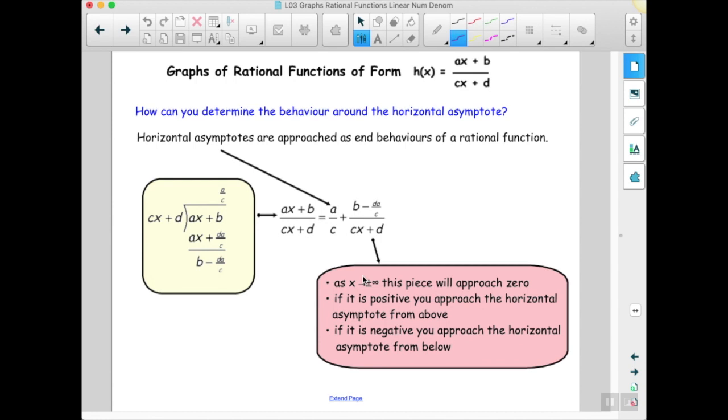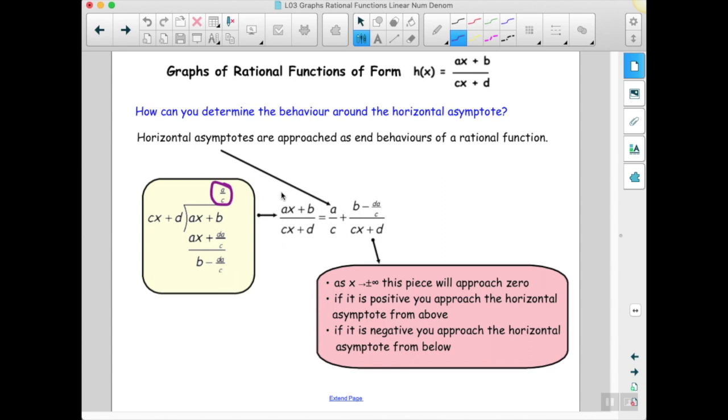And then we're just going to review how you could determine the behavior around the horizontal asymptote. This might be difficult to follow because we're not doing this in person, but what I've done here is a long division. We practiced that in class before we left. I'm going to divide cx plus d into ax plus b, and I need to multiply c by a over c. So c times a over c would just be a. That's how I'm getting my ax back. And that would be d times a all over c. Now when I subtract, those go, and I will get b minus dA over c.